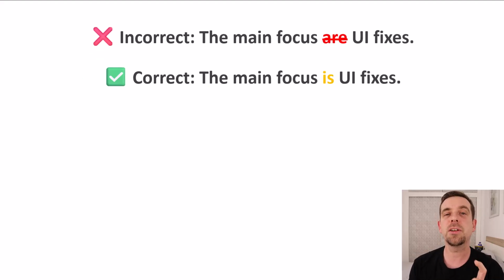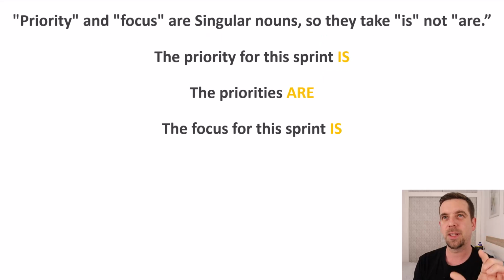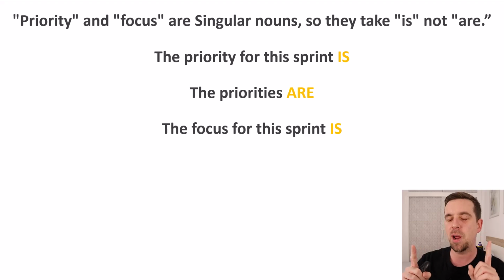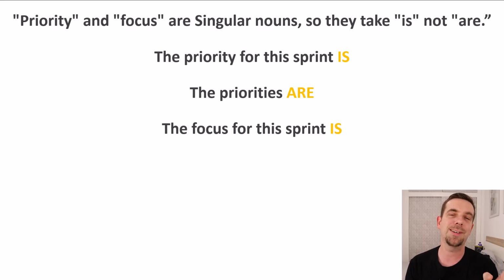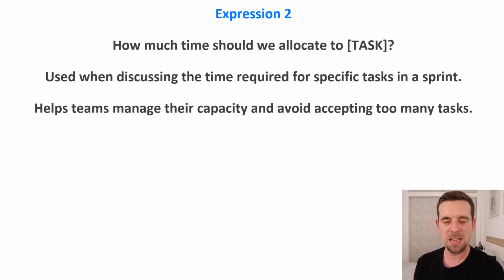Now, the other thing here is if you have the main focus or priority, this is singular. So for example, the main focus is UI fixes, okay? The focus is singular. With priority and focus, it's singular, but of course, if you put priority into plural, you say the priorities are. So you can say the priority for this sprint is, the priorities are, and the focus for this sprint is.